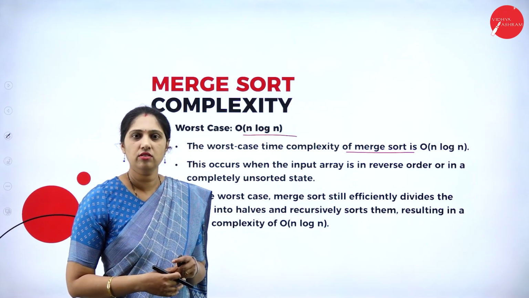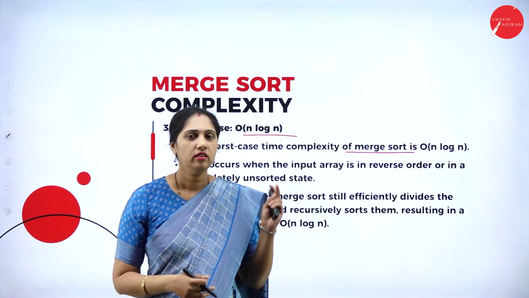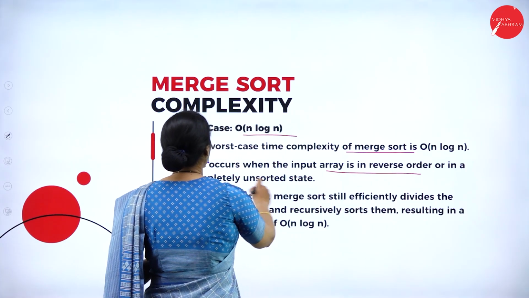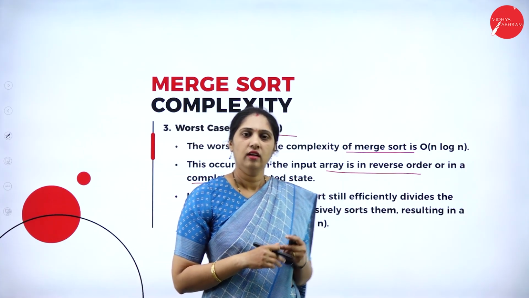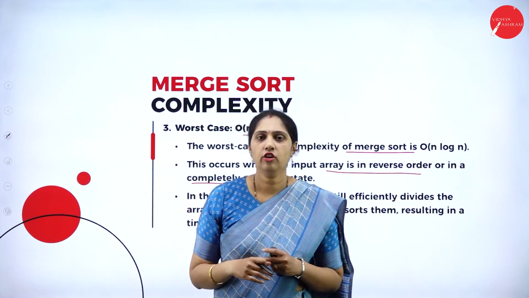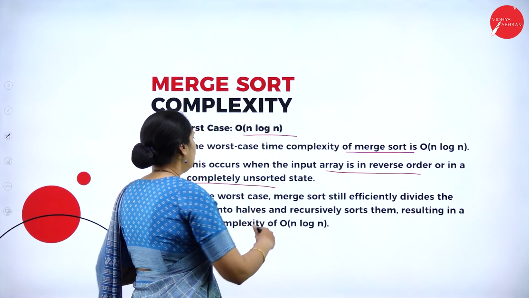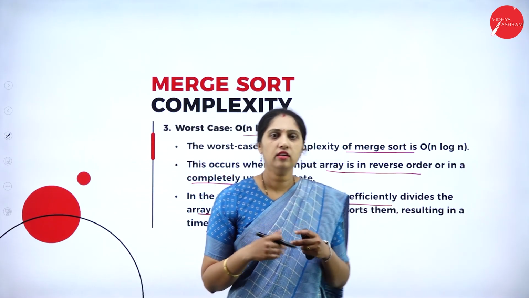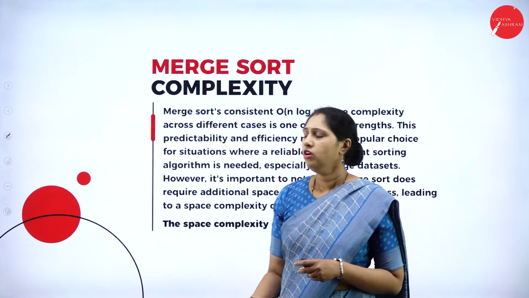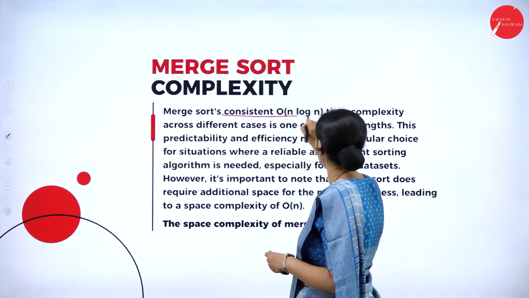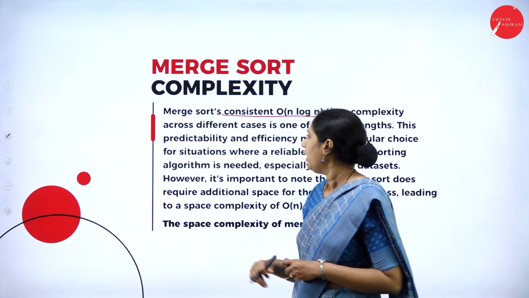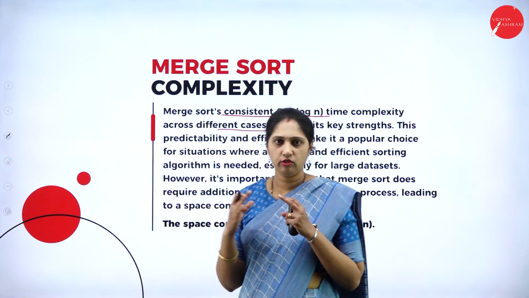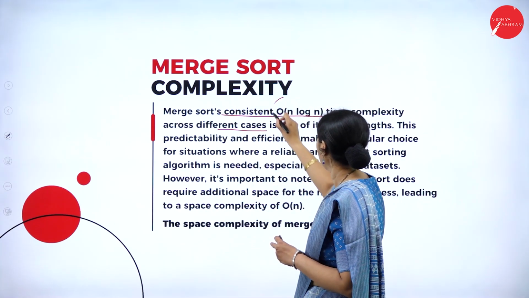Why is it the same for the worst case also? Again we have to follow the same procedure: divide and conquer. We say that the worst case is if the input array is in reverse order or completely unsorted, something like descending order. That is the worst case. Merge sort still efficiently divides the array into two halves and sorts them, and the result will be the sorted array. So merge sort has a consistent big O of n log n time complexity across the different cases.